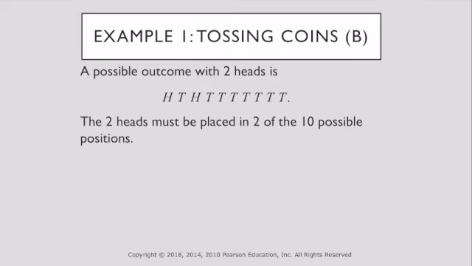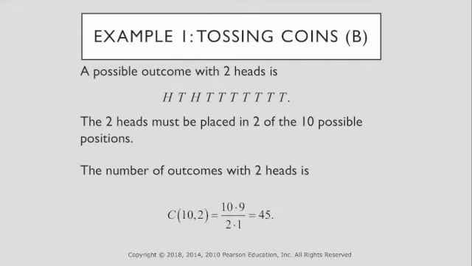My second question was, what if there are exactly 2 heads? Because there are exactly 2 heads, it's 10 choose 2, so I'm going to have 10 times 9 divided by 2 times 1.